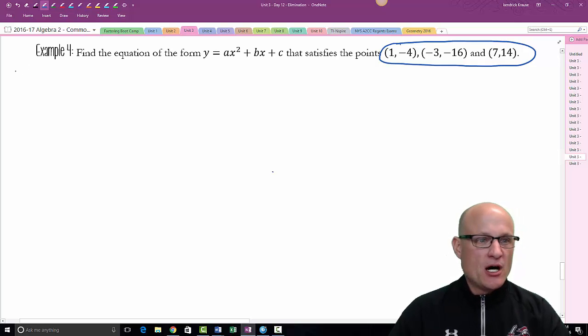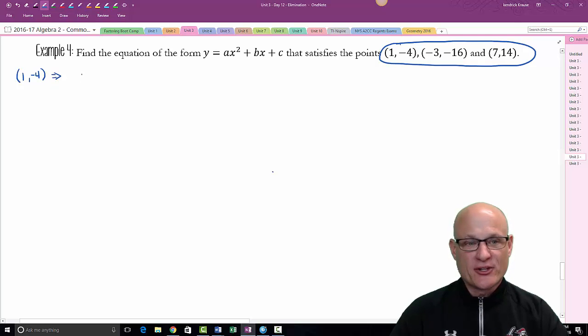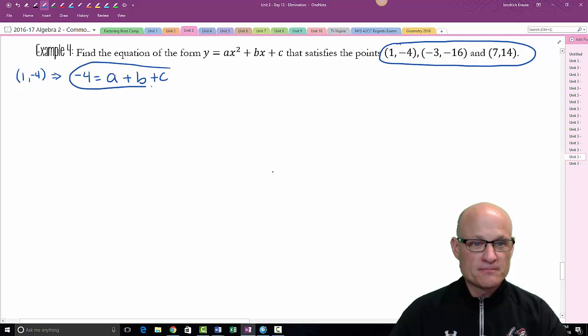Here we go. 1, negative 4. Now I'm going to speed up things a little bit. Negative 4 is equal to 1 squared is 1, so this just becomes a, plus 1 times b is b plus c. So there's my first equation.